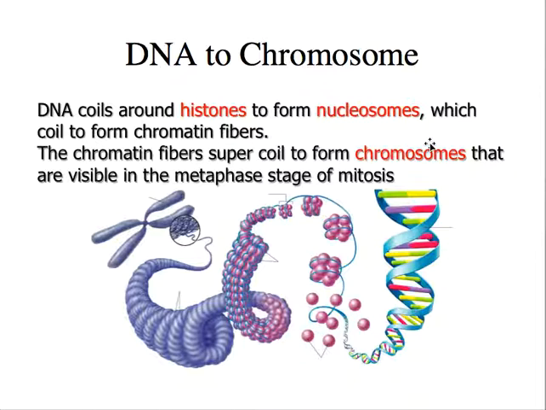So our double helix on the far right side wraps the histones, then makes the bead-like structure, the nucleosome. Then it starts coiling up, and it coils more until we are actually able to see it as the chromosome. So that's the DNA lecture on the history and the structure.